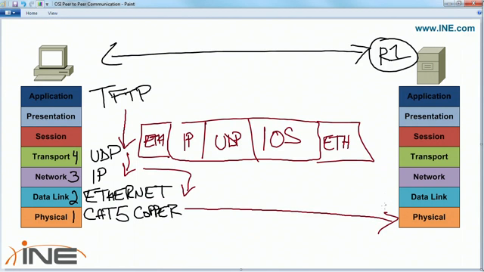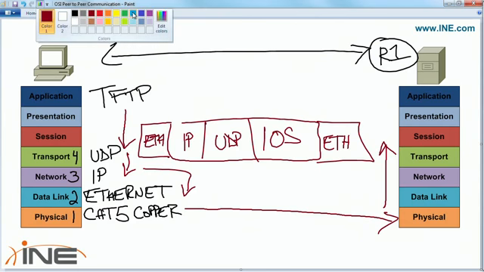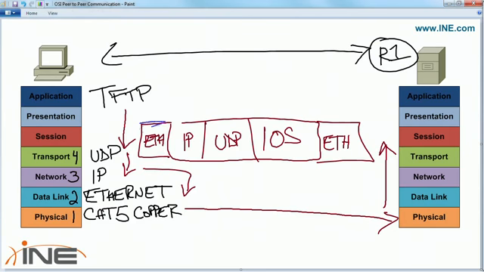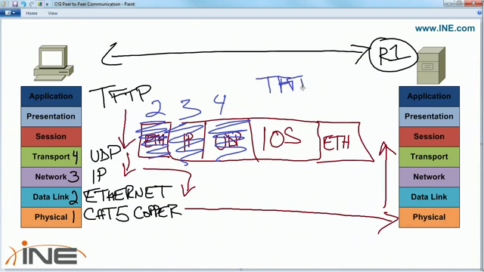Then as it starts to go back up the stack, these individual layers get peeled off. So it gets to layer 2. Layer 2 is going to decapsulate, or basically remove, the Ethernet header. It gets to layer 3, it's going to remove the IP header. It gets to layer 4, it's going to remove the UDP header. Then eventually the application, which is TFTP, says inside this is the iOS file that I'm trying to transmit.